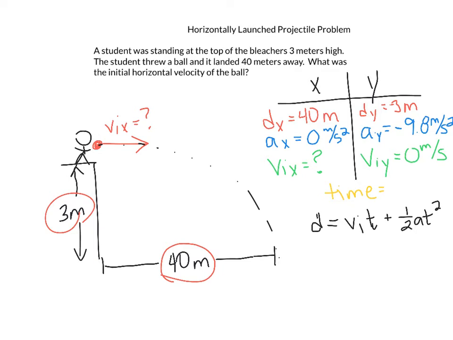I'm switching to my highlighter. Because my acceleration is 0 in the x direction, when I use this equation, this whole part right here, because a is 0, gets canceled out. So when I'm trying to solve this in the x, all I use is d equals vi times t. And that's my equation for the x side. If I'm using anything on the x side, I'm going to use d equals vi t, because I know acceleration in the x direction is 0, so this whole thing cancels out.